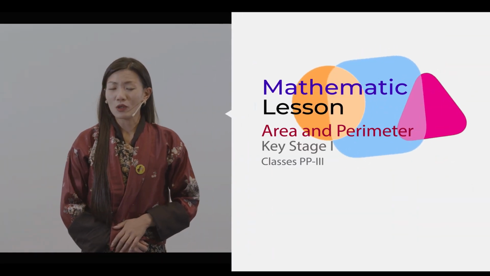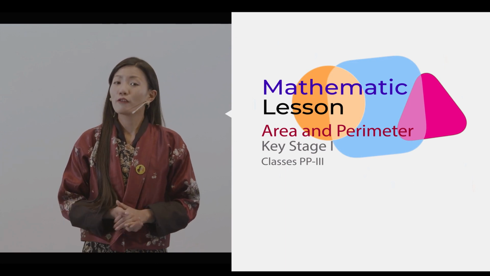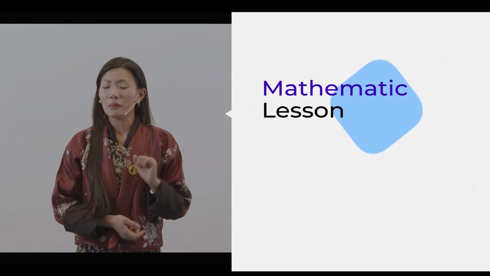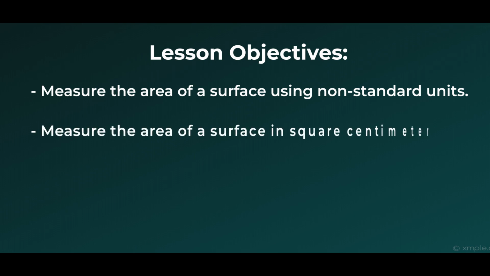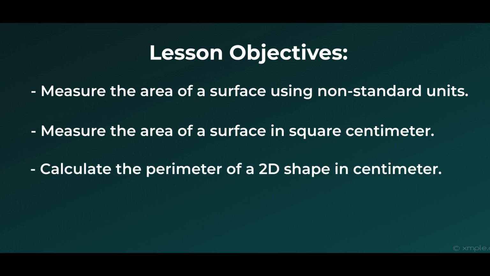This is a mathematics lesson on area and perimeter for Key Stage 1 classes PP to 3. By the end of this lesson, you all should be able to measure the area of a flat surface using non-standard units. You should also be able to measure the area using a standard unit, that is square centimeter. Then you should be able to calculate the perimeter of a 2D shape in centimeters. All right then, let us begin the lesson.